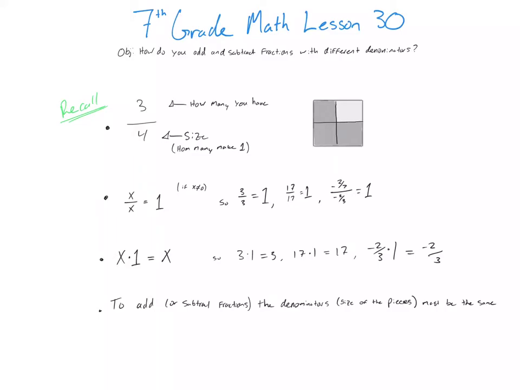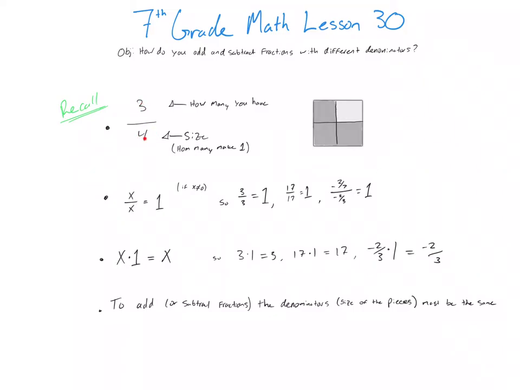This is lesson 30. Our objective is how do you add and subtract fractions with different denominators? Before we get into how to do that, let's recall a few things. First of all, on a fraction, the top part tells you how many pieces you have, and the bottom part tells you the size, or how many of them it takes to make one whole one.